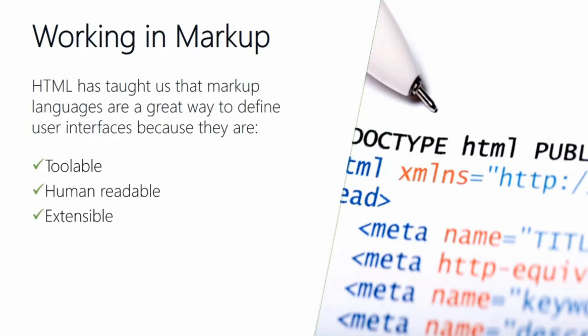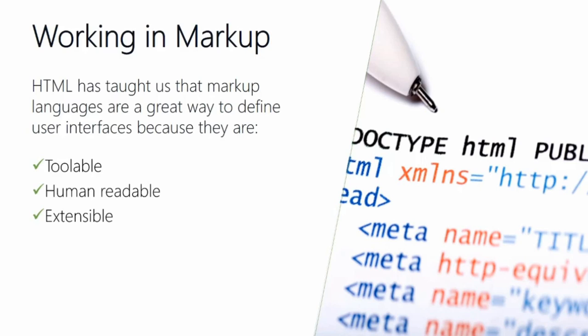First, markup languages are considered to be toolable. And that means that we can build software that emits markup language for us so that we don't have to get into the low-level details. So for example, I could have a designer where I drag and drop a button onto the screen, and behind the scenes, it's really just generating markup language that represents that button on the screen.